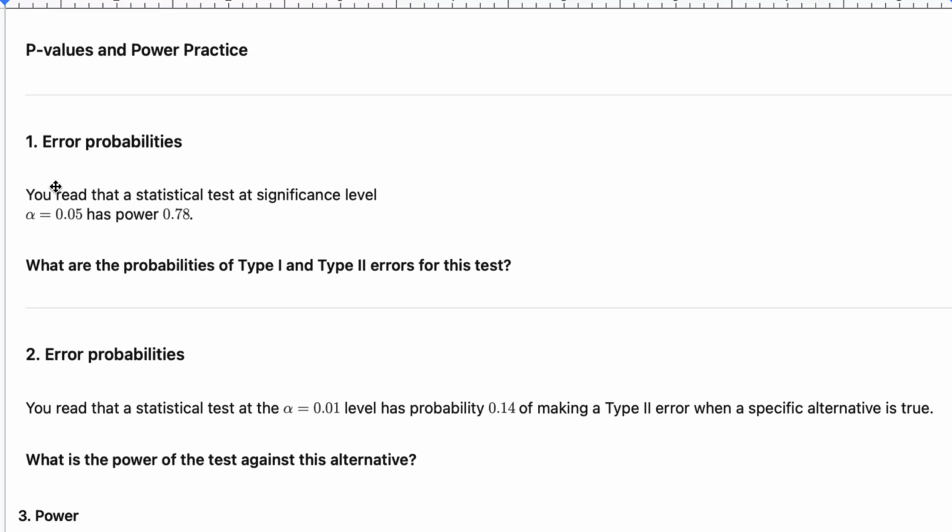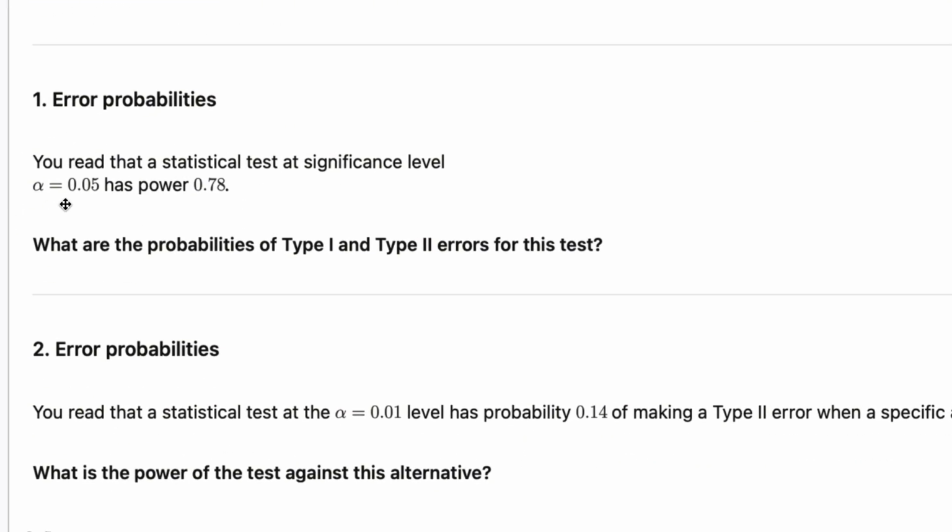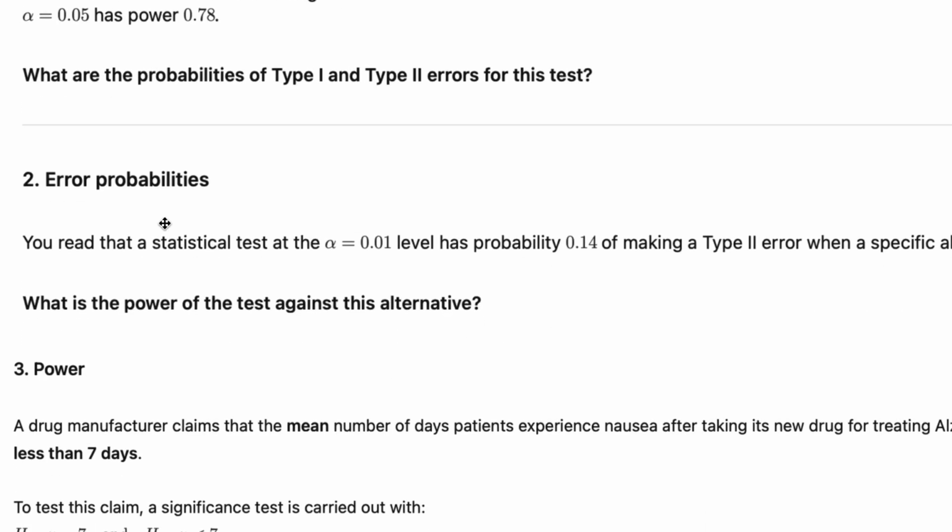So the first question starts with error probabilities. You read that a statistical test of significance level alpha equal to 0.05 has power 0.78. What are the probabilities of type 1 and type 2 errors for this test? Well, type 1 error is the alpha, so it will be 0.05, and type 2 will be 1 minus power, which will be 0.22.